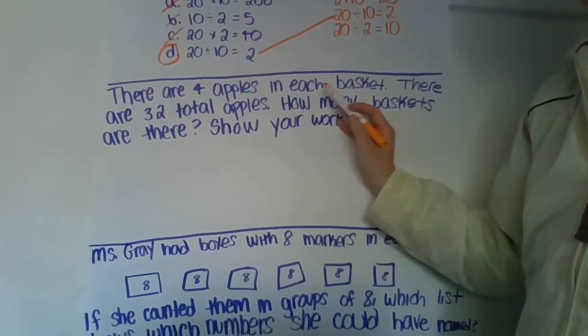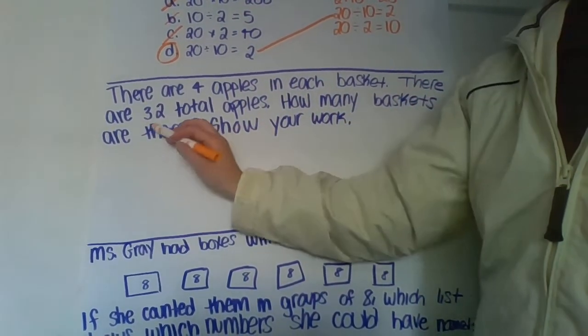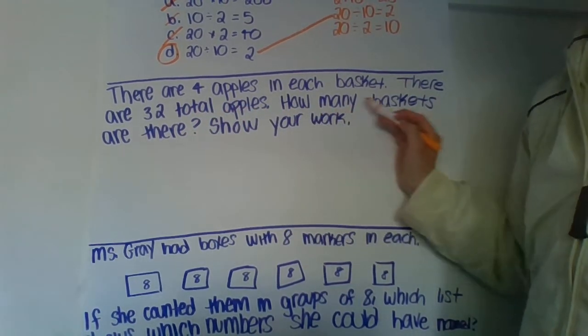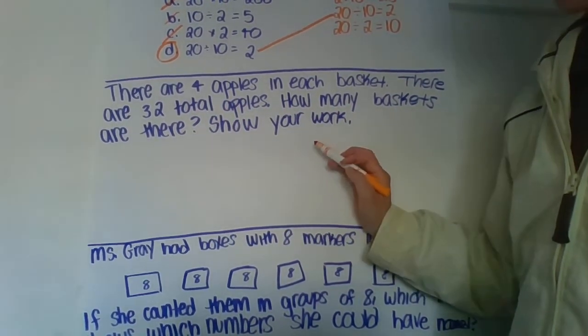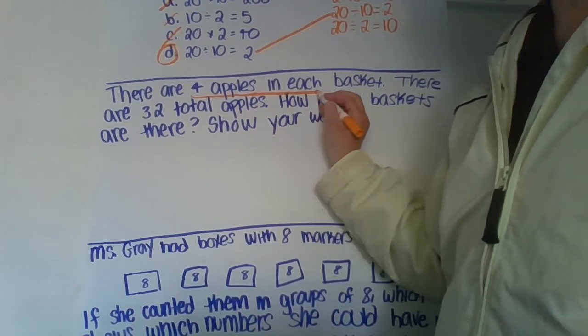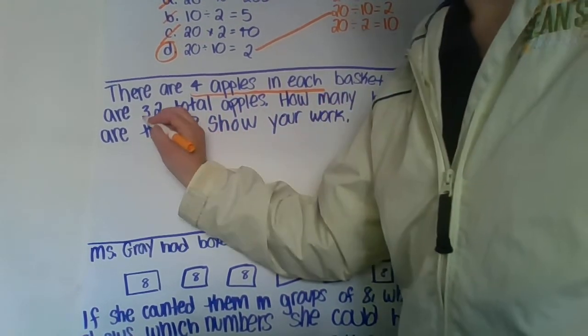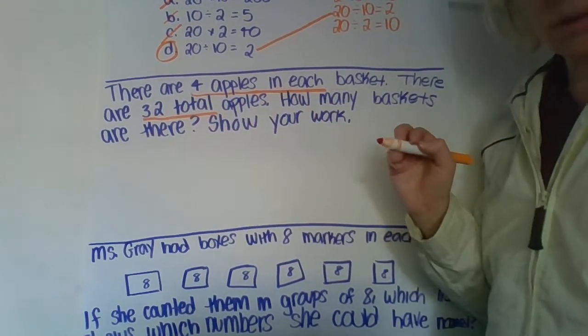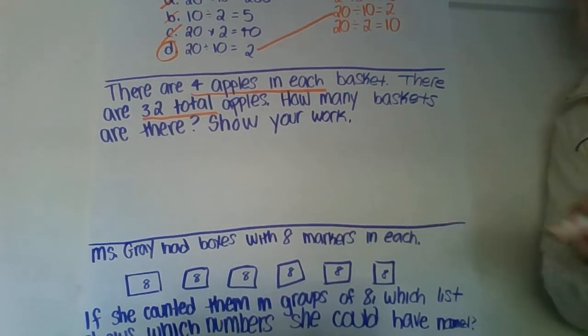There are 4 apples in each basket. There are 32 total apples. How many baskets are there? Show your work. Oh, before I jump in, I know that the 4 apples in each basket is going to be important, as well as 32 total. Go ahead, start solving that one. Make sure that you show your work.